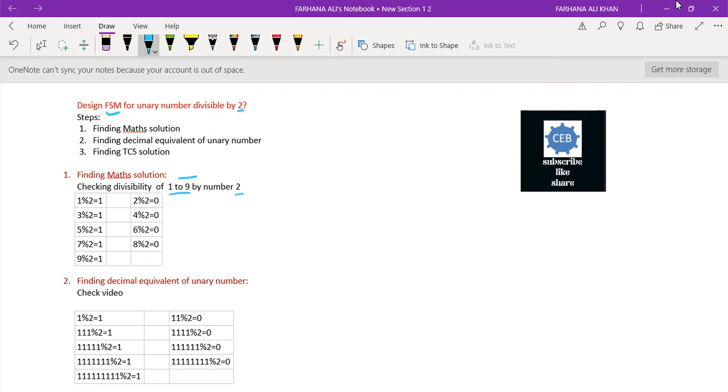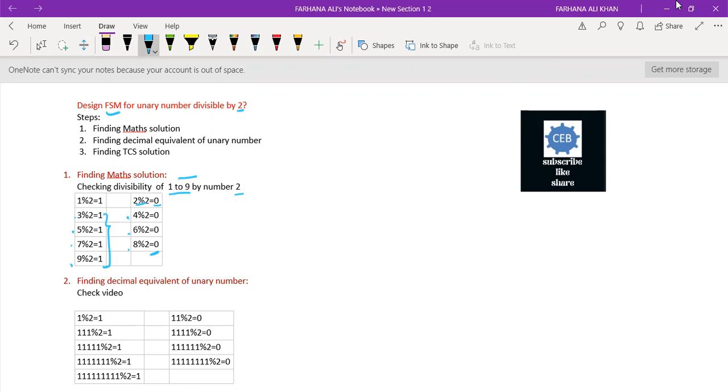For that we will take number 1 and check the divisibility. We found that the number 1 is not completely divisible by 2, with the remainder 1. 2 is divisible by 2 with the remainder 0. Similarly, numbers 3, 5, 7, 9 are not completely divisible and have the remainder 1, whereas 4, 6, 8 have the remainder 0. So that is the case with the decimal number.